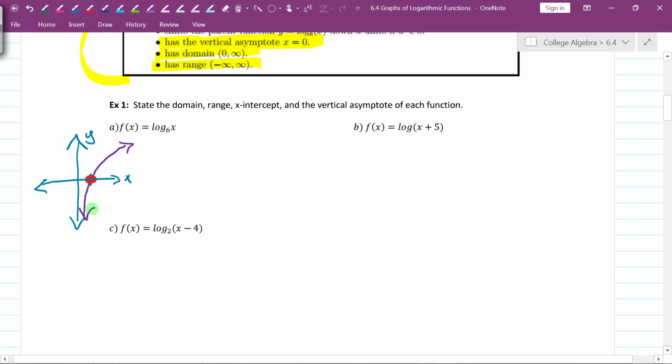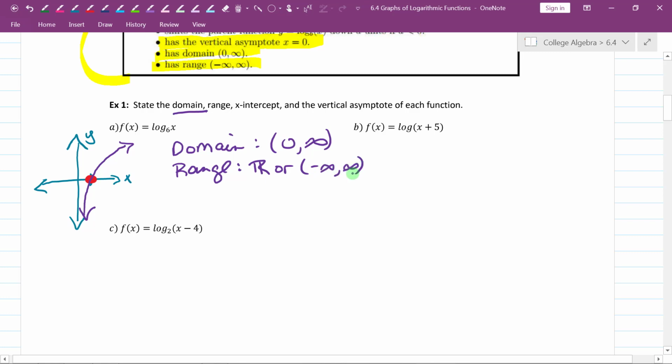Okay, so our domain, if you look at this, what x values can we equal? Our domain is going to be all positive numbers. So our domain for this function is going to be from 0 to positive infinity. Our range right here is going to go all the way down to negative infinity and all the way up to positive infinity. So our range is all real numbers, or written in interval notation, negative infinity to positive infinity.